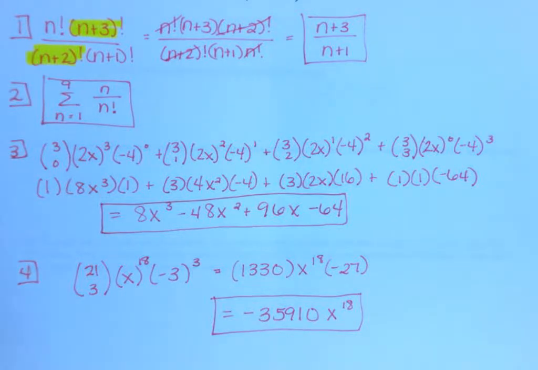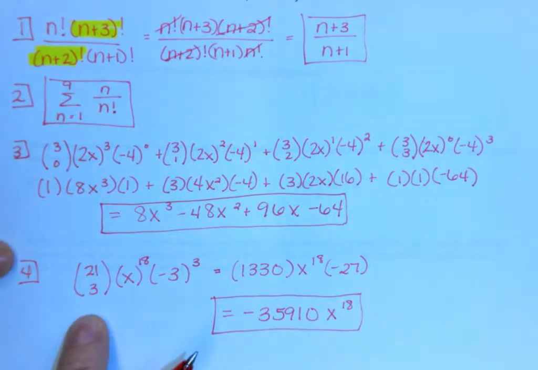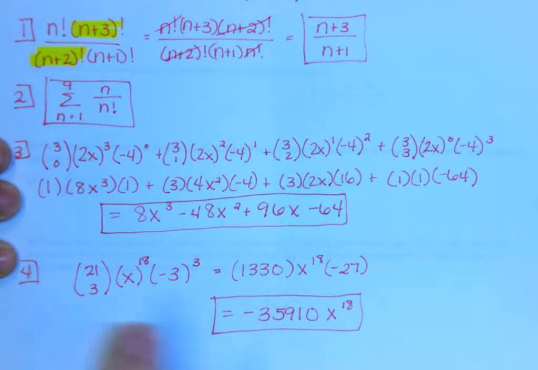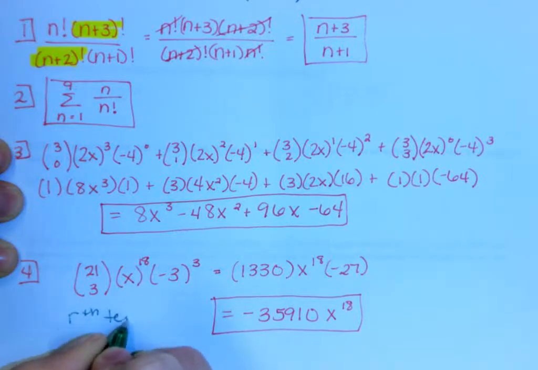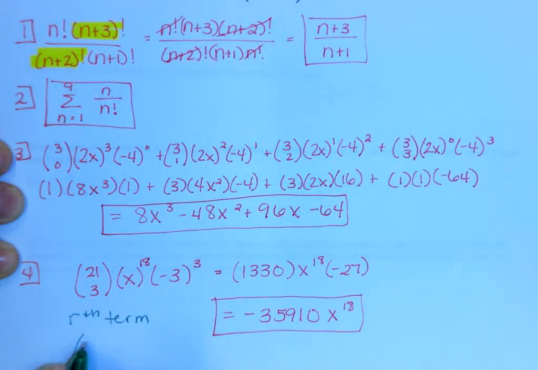Yes, ma'am. So I put 21 over 4. Okay, you've got to remember that the formula for this says if r is my term, it is the power over r minus 1.